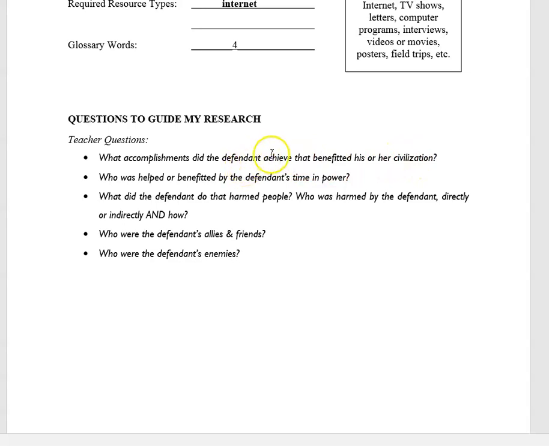Attila the Hun did things that benefited his people, okay? He was out to help them. So you want to write down things of that nature. You want to write down things that involved the people who were helped by the defendant's power, right? Like the things that they did and the people they helped.